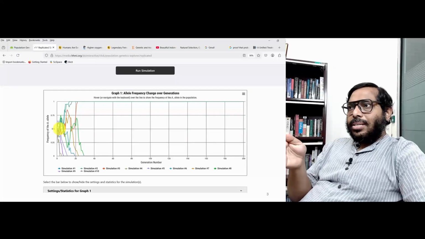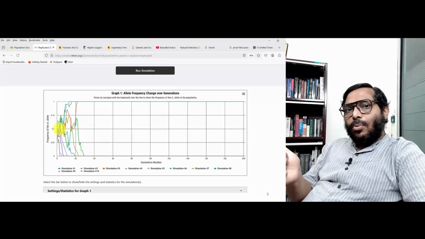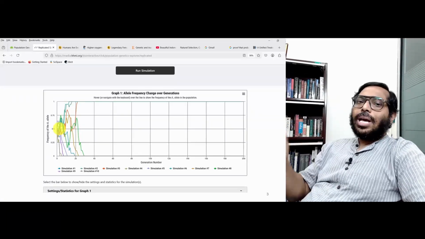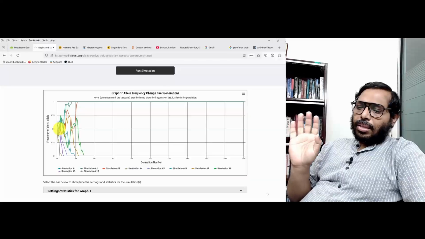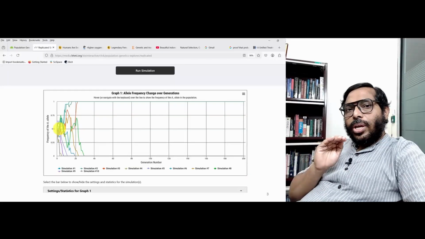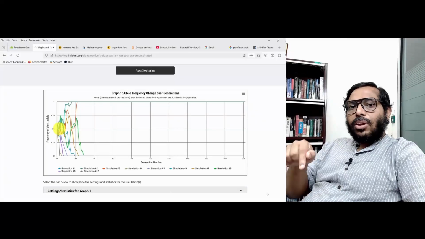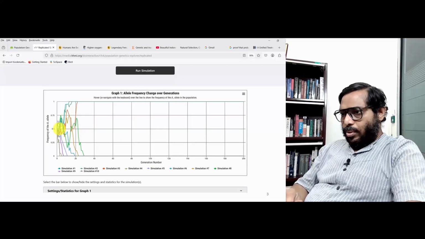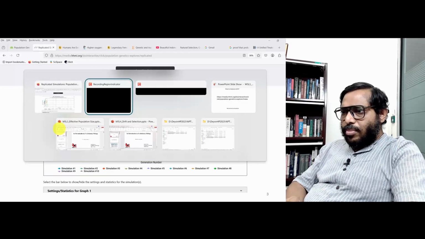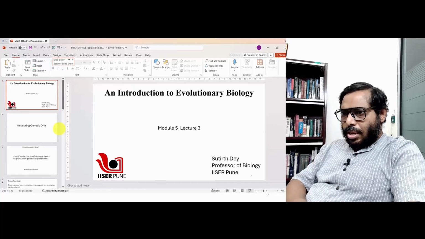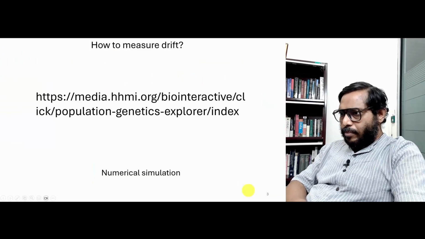But the important part is, if either P or Q goes down, then the heterozygosity, which is the frequency of the heterozygotes, also has to go down. So, that is a simple concept, that whenever an allele due to drift is going towards fixation or loss, the frequency can go up or down, but heterozygosity of the population will always go down. So, with this extremely simple concept, we can now go back to our PowerPoint, which is here.